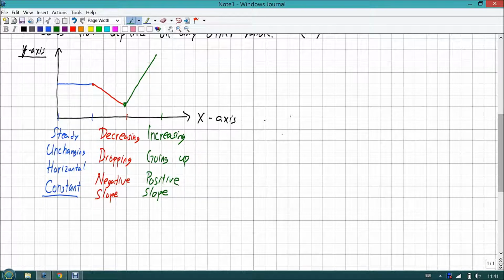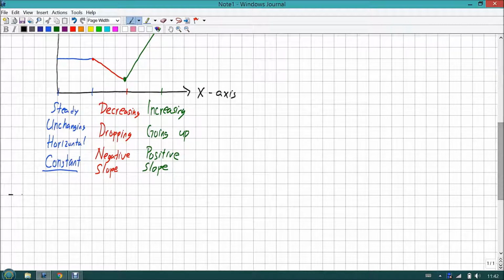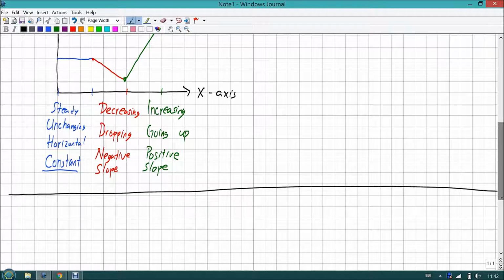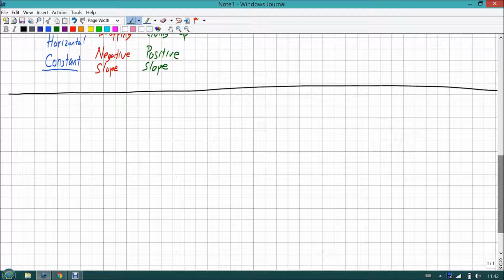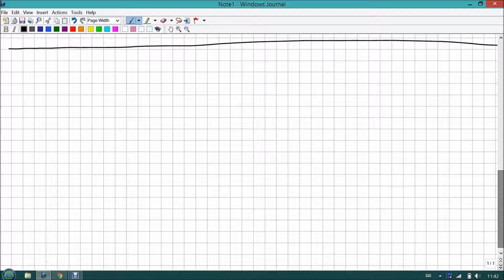So we have steady or constant, decreasing or negative slope, and increasing or positive slope. But things aren't always this simple. A lot of times we have weird shapes going on with our graphs. And let's take a look at some of them. Let's say that we have a graph of torque compared to RPMs. So here we go.